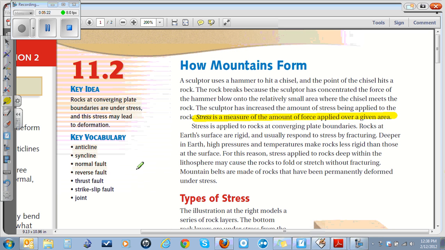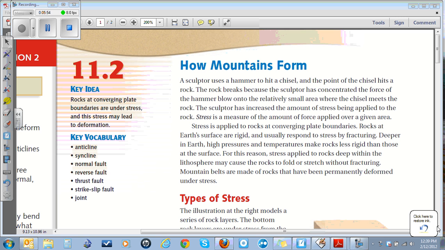Stress is applied to rocks at converging plate boundaries. Rocks at Earth's surface are rigid and usually respond to stress by fracturing. Deeper in Earth, high pressure and temperature make rocks less rigid than those at the surface. For this reason, stress applied to rocks deep within the lithosphere may cause the rocks to fold or stretch without fracturing. Mountain belts are made of rocks that have been permanently deformed under stress.